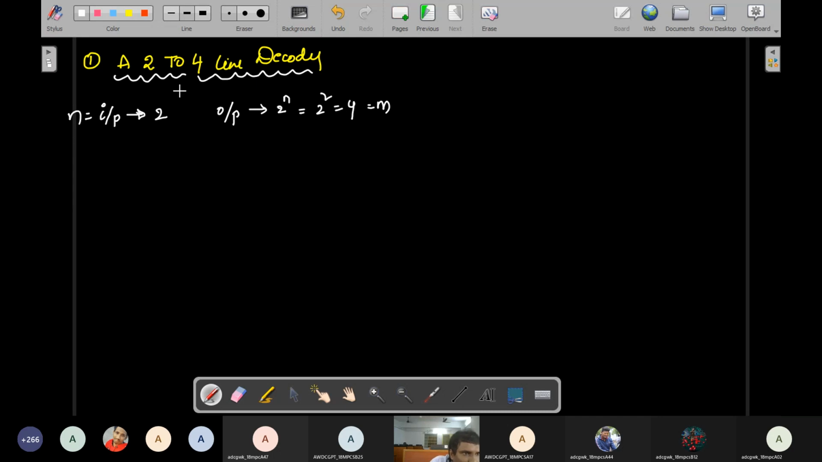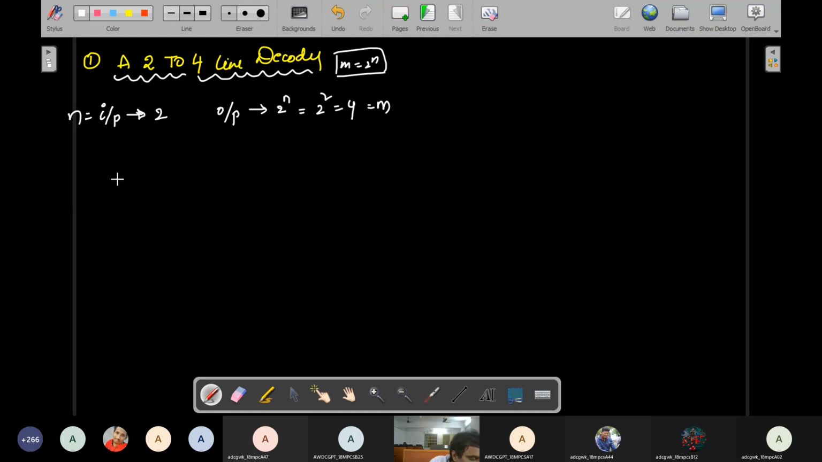So here a 2 to 4 line decoder means we consider two inputs, and according to the formula m is equal to 2 power n. By using this formula, 2 power n is 2 squared, that is 4 outputs. Understand? So right now we are using a 2 input 4 output decoder. That is called a 2 to 4 line decoder.